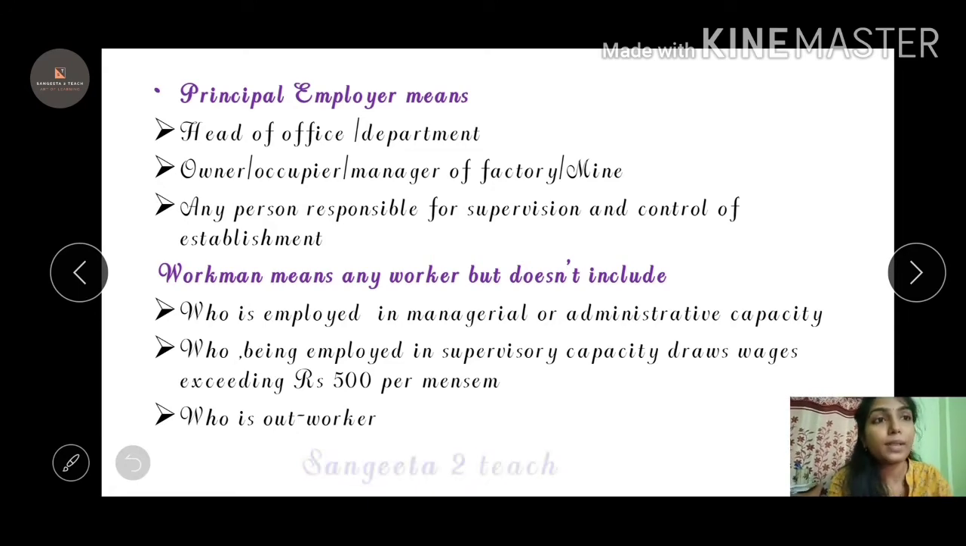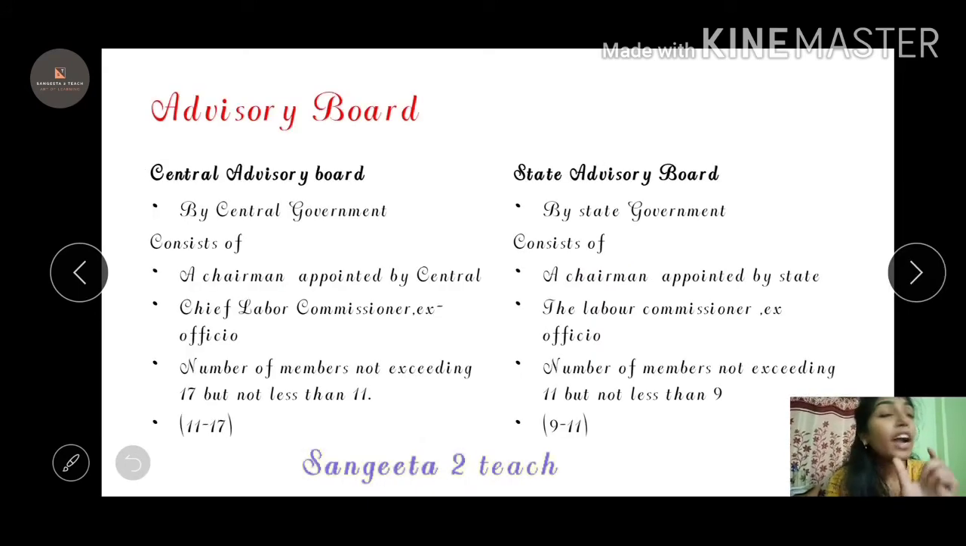Understood? Simple. Okay. Advisory boards. There are two advisory boards. The reason I have differentiated them in a slide is so you will understand the difference and it would be easy. If you study them separately, it will be made difficult, or you might forget, right? So let us compare and study the two advisory boards that we have, the Central Advisory Board and the State Advisory Board. The central is appointed by the central government. The state is appointed by the state government.